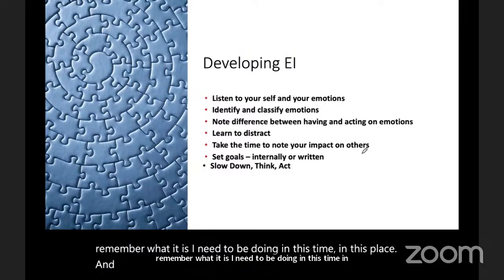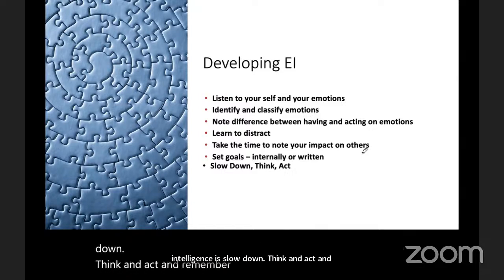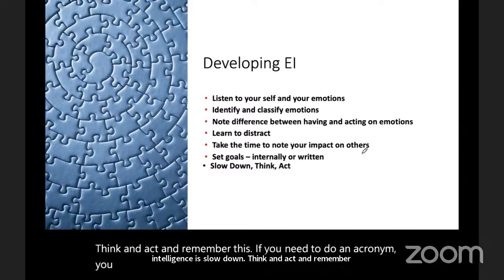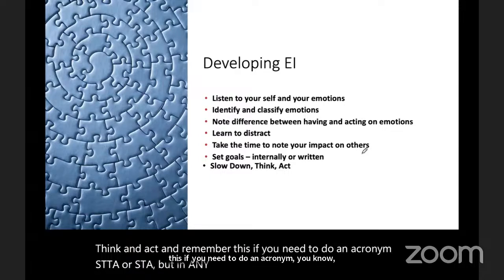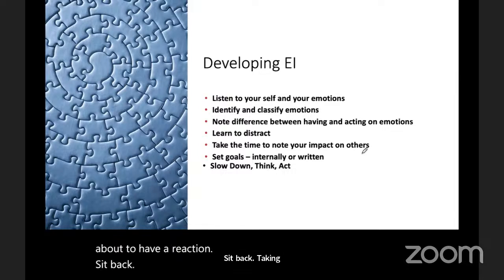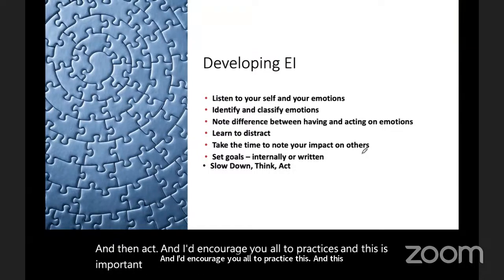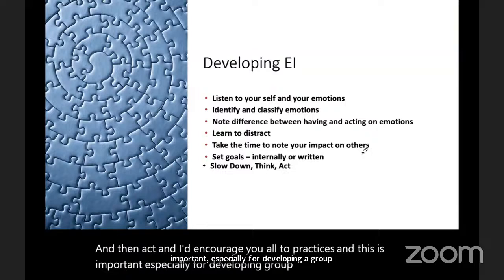And then the last one in developing emotional intelligence is slow down, think, and act. And remember this, if you need to do an acronym, STTA or STA, but in any situation, when you're about to burst or about to have a reaction, sit back, take in a big breath, think about it, and then act. And I'd encourage you all to practice this. And this is important, especially for developing group facilitation skills.